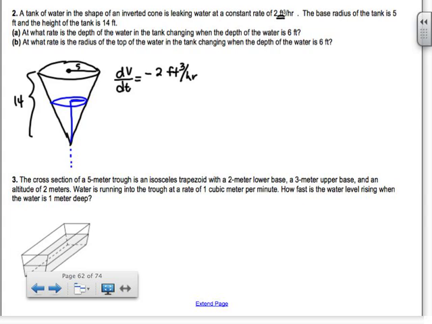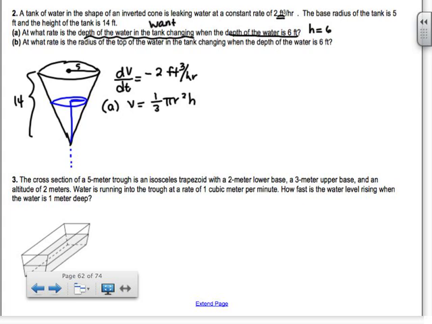All right, so in this problem, your volume equation of a cone is V equals 1/3 pi r squared h. Okay, and when you're doing this problem, think about all the different things you know. So for part A, it says the depth of the water is 6 feet, so that's your height is 6 feet. And it wants to know the rate at which the depth of the water is changing at that point.